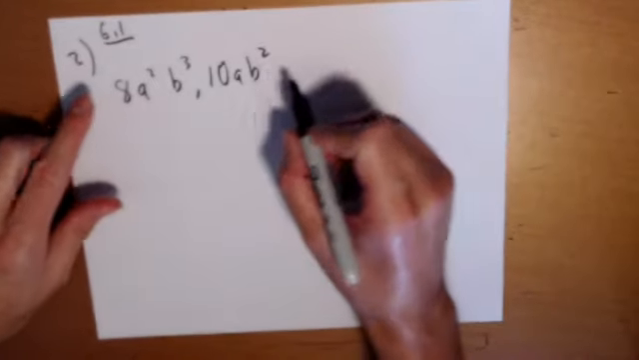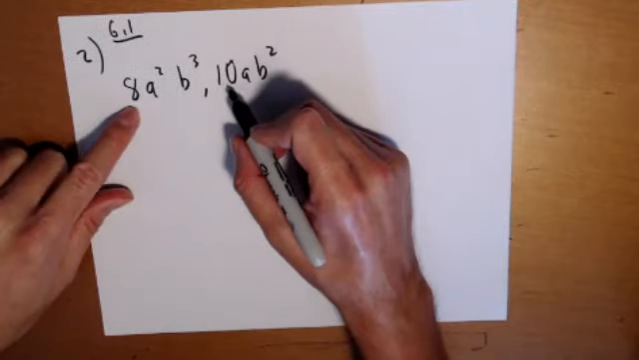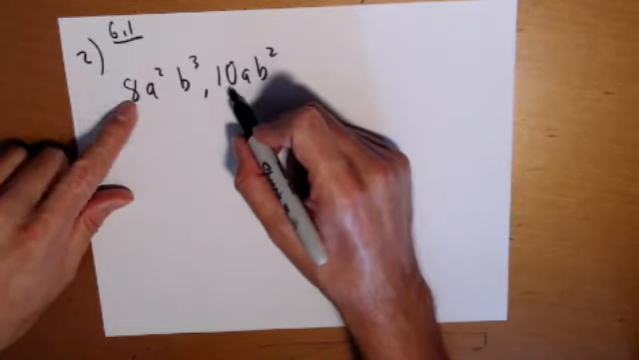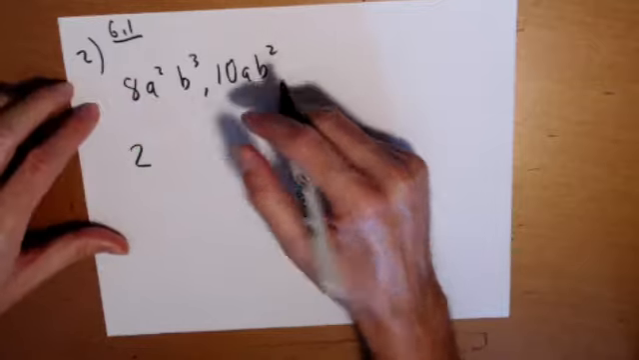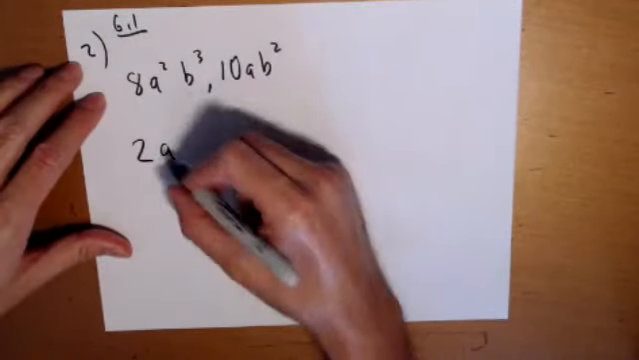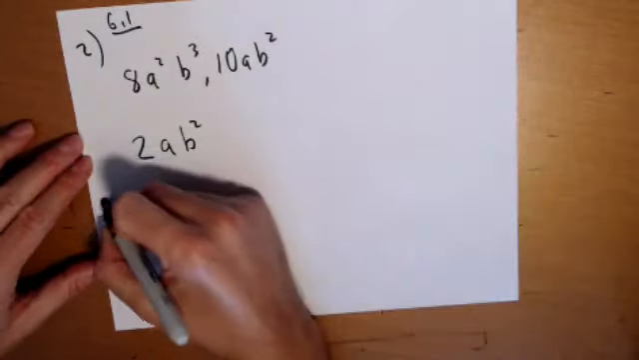Okay, so I see number stuff, a stuff, b stuff. Let's focus on each one individually. 8 and 10, what's the biggest number I can factor out of each? Looks like just a 2. a squared and a, what can I take out of each? An a. b cubed and b squared, what can I take out of each? A b squared. Okay.